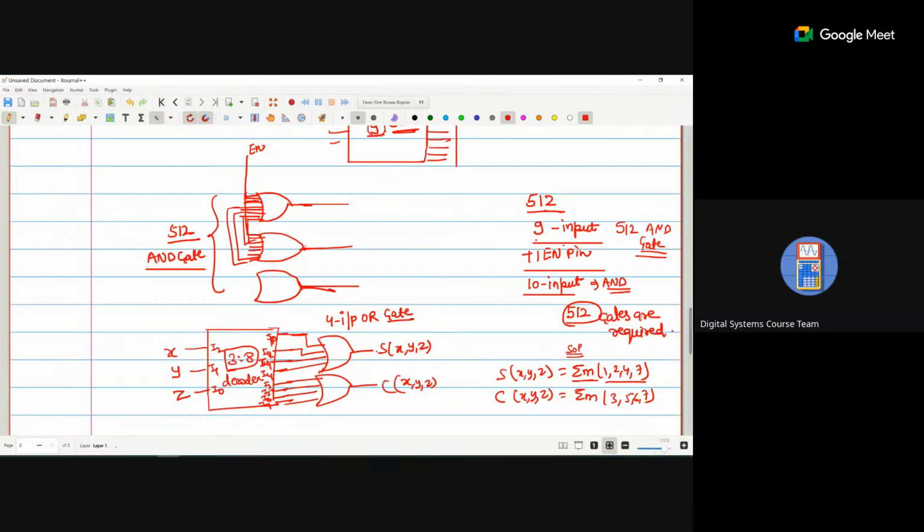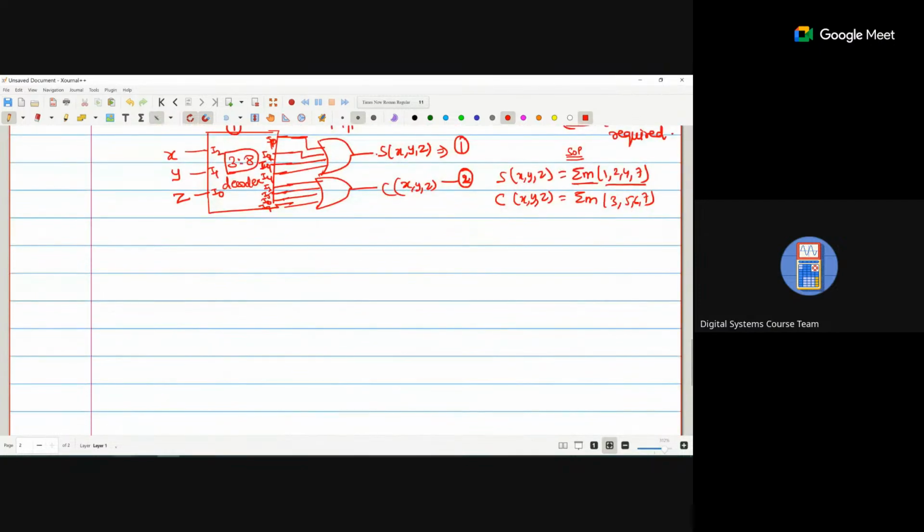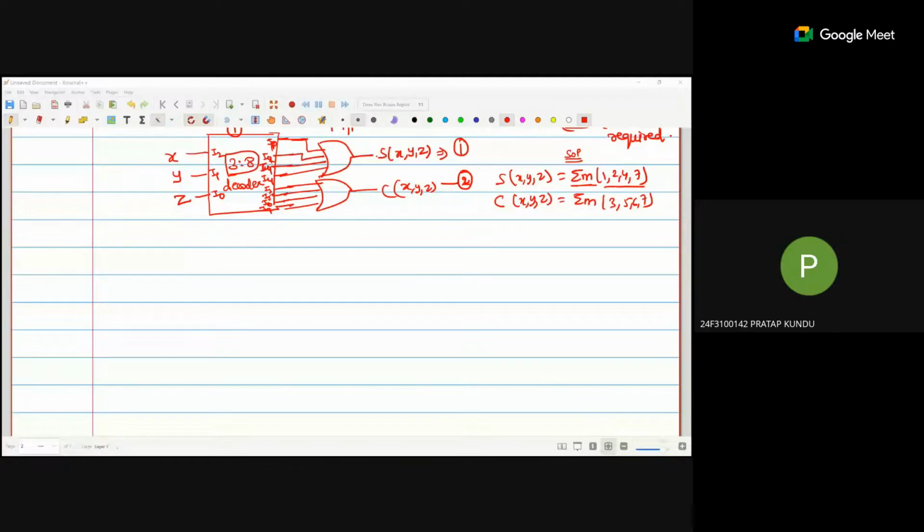Okay, one 4 input OR gate for S and one 4 input OR gate for C. And one 3 cross 8 decoder. Clear? Any doubt? No, sir. Okay.